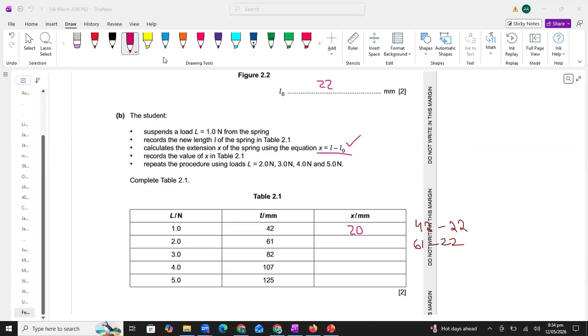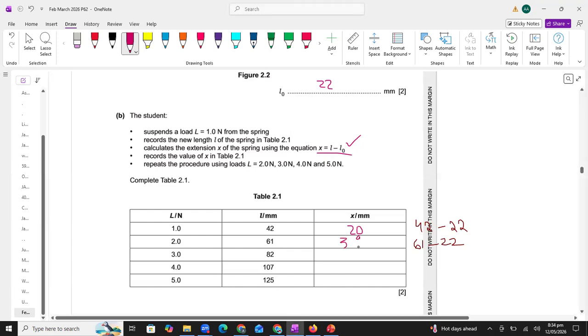61 minus 22. What are we getting? Come on, students, I'm waiting for your response, beta. Are you present in class today? Inaya, Vanya, 39. All right. Thank you so much.